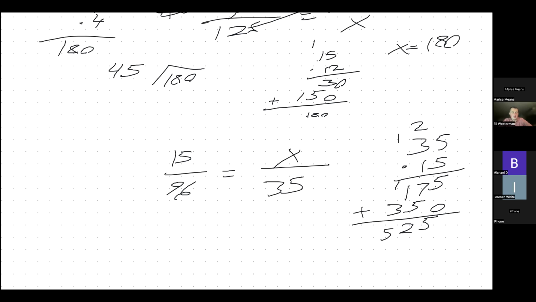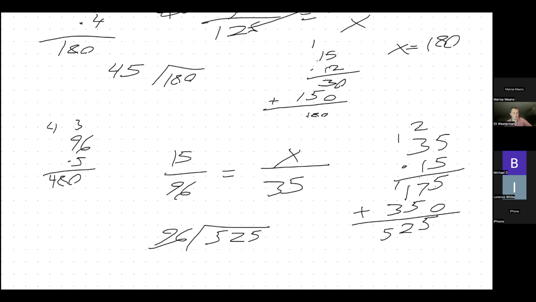And we've got to divide 525 by 96. Oh my goodness. To do that, we've got to say how many times does 96 go into 52? Well, it doesn't, so we're going to just have to do the guess and check style of multiplication again. Let's do 96 times 5. 5 times 6 is 30, carry 3. 5 times 9 is 45 plus 3 is 48, 480.